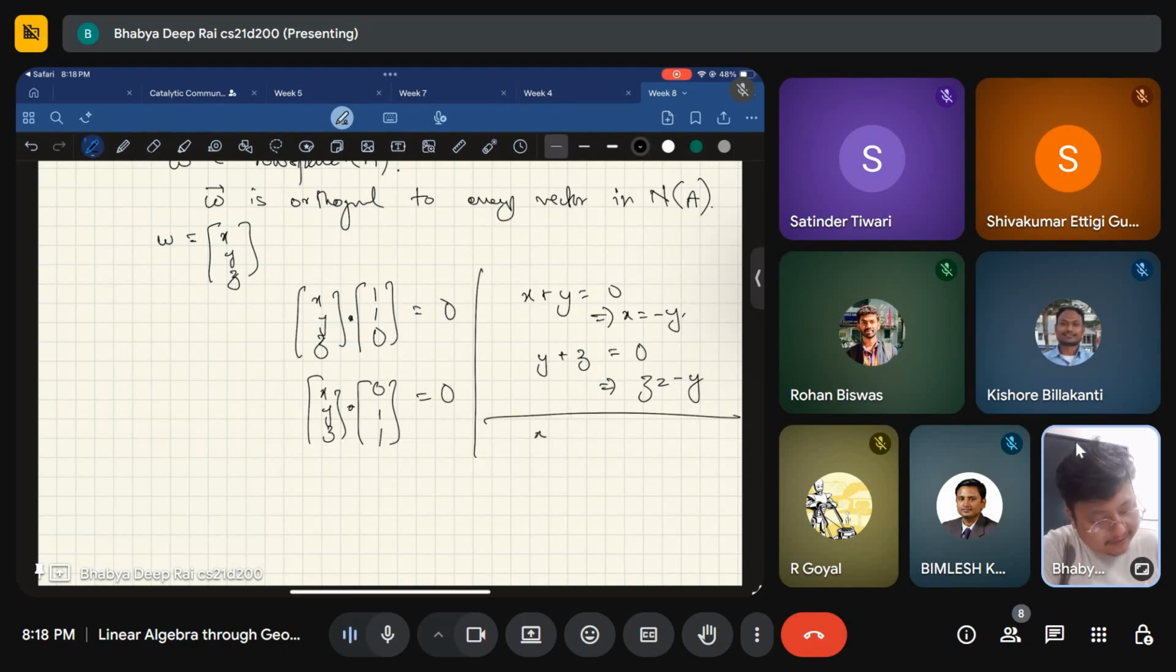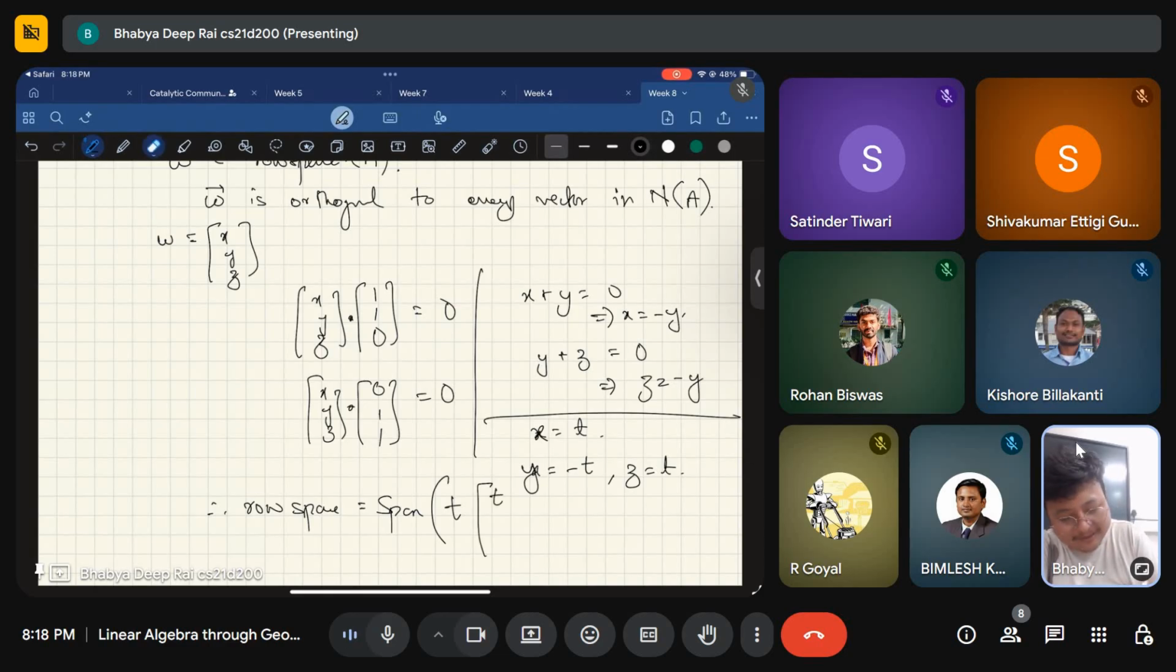So let's take x equals t. Then what do I get? I get x equals t, that's okay, y equals minus t, and z equals t. Yeah, that's right, Satinder. So therefore the row space equals the span of t comma 1 minus 1 and 0, 1 minus 1 1.